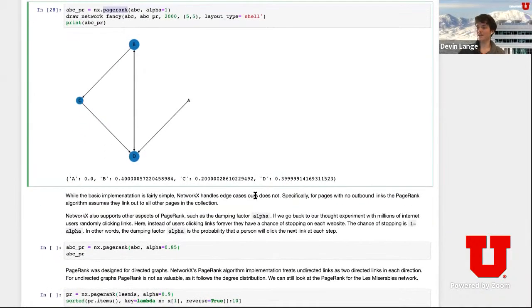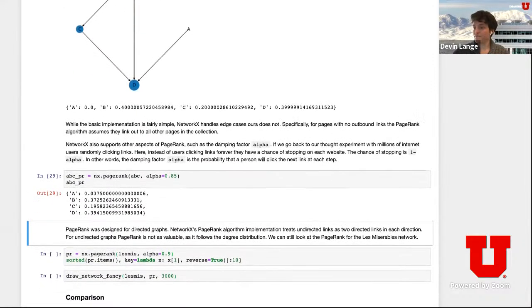The other aspect that you can often play with in this algorithm is the damping factor. This is referred to as alpha within NetworkX. If we think back to our horde of people clicking around the internet, the alpha factor is related to how likely they will stop on a website. Presumably, if you are looking for something, you might have a goal. Once you reach it, you will stop. The probability of stopping is 1 minus alpha. Inversely, the probability of continuing is alpha, which is our damping factor.